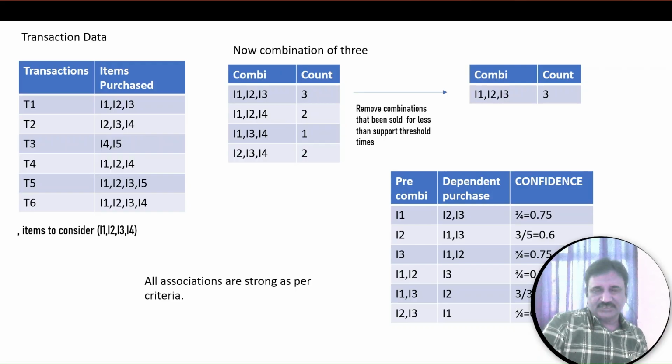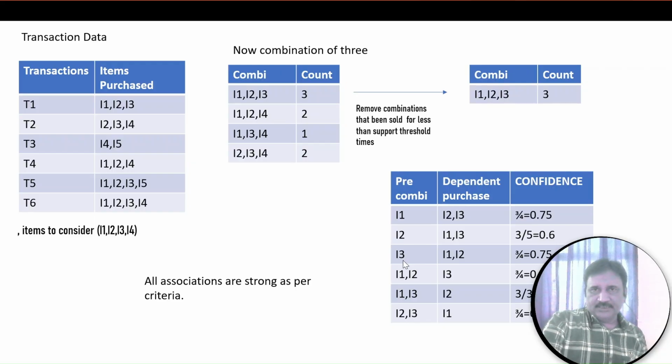In the third transaction, I2 is not there. In the fourth, I2 is there, but I1, I3 is not there. In the fifth, I2 is there, I1, I3 is there. In the sixth, I2 is there, I1, I3 is there. Okay, so out of 5 transactions, in 3 transactions I1, I3 will be purchased if I2 is purchased, right? So the confidence of purchasing I1, I3 after purchasing I2 is 3 by 5, that is 60%, 0.6.